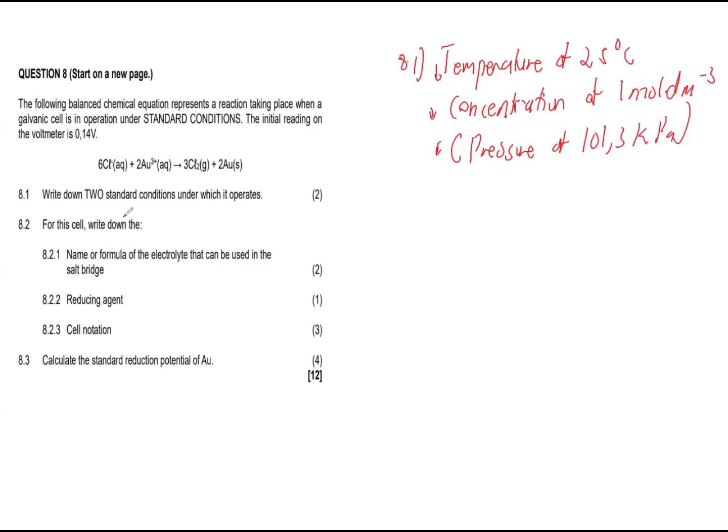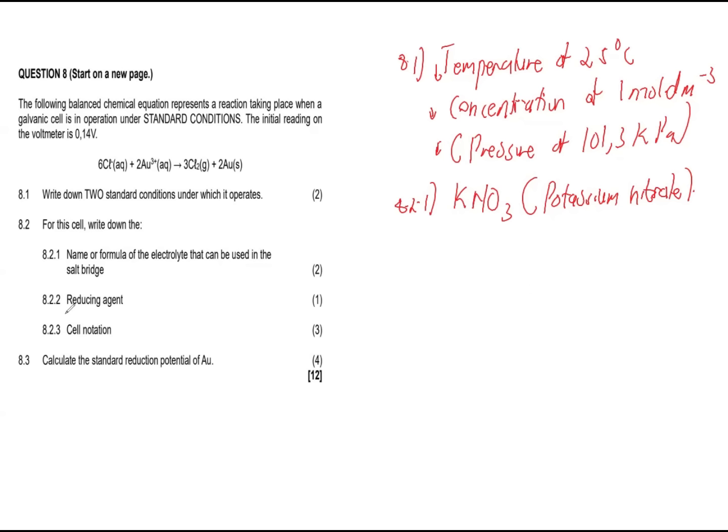Now for this cell, write down the name or formula of the electrolyte that can be used in the salt bridge. So what can be used? Most of the time they use KNO3. They said name or formula. KNO3 is potassium nitrate, right? So whether you write the formula or the name, you'd be correct. Potassium nitrate.